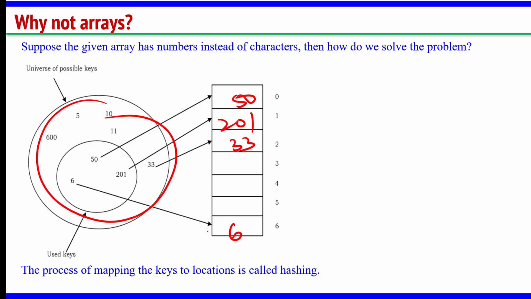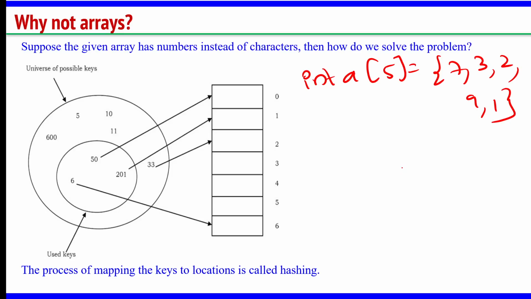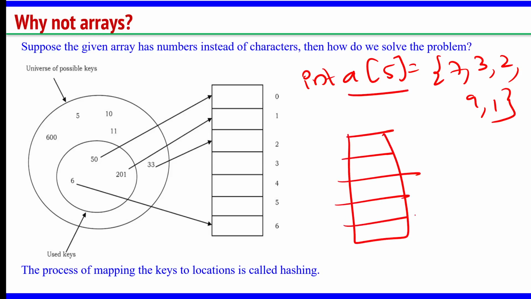Where will you store those values? So we have to have some mapping. If an integer array is given to us, int a of 5 equal to 7, 3, 2, 9 and 1, you should have some mapping between this array and another temporary array. That mapping, the process of mapping keys to locations, is called hashing. You will understand this much better when we see how we use the hash table.